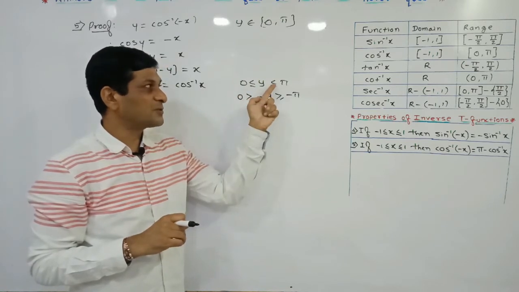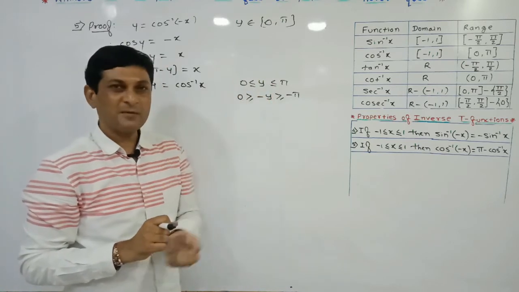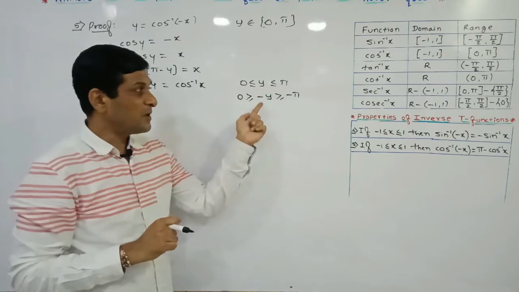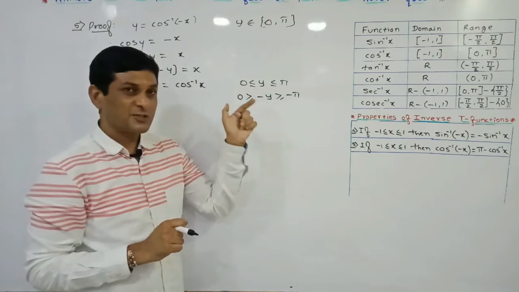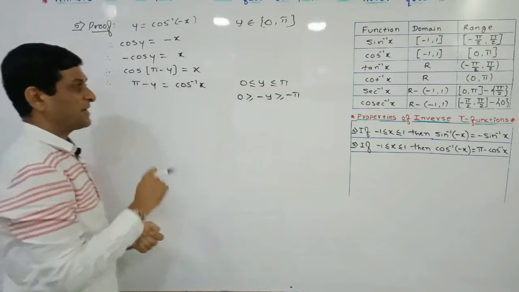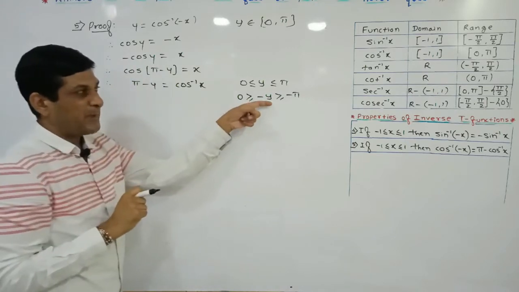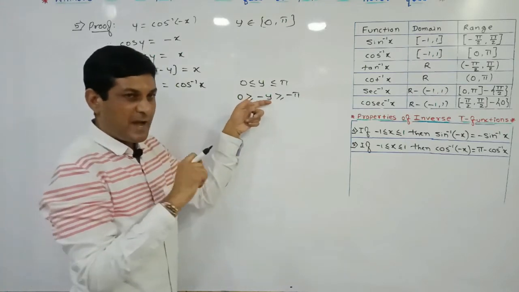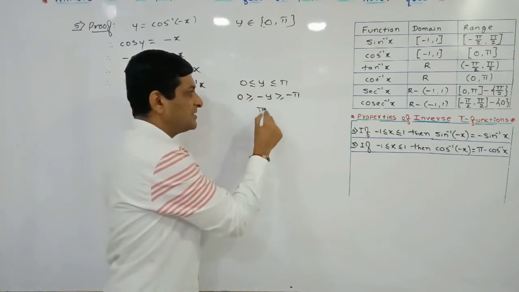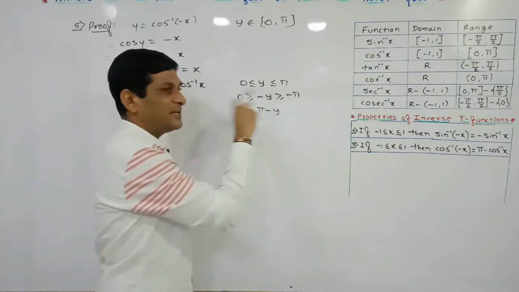Greater than or equal to. Here also, less than or equal to will become greater than or equal to. So we have tried to get what? Minus pi, but minus pi is not our requirement. Our requirement is pi minus y. To get pi minus y, we have to add pi. If we are adding pi in this term, we have to add pi in all the terms.